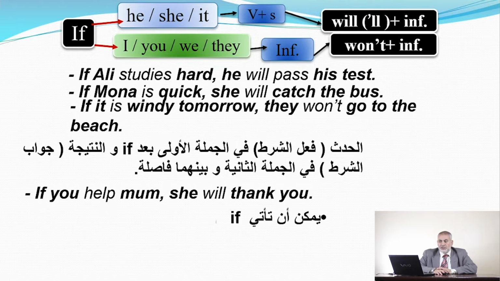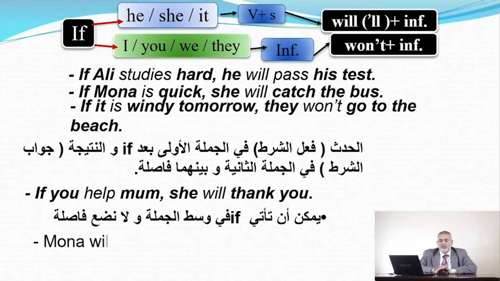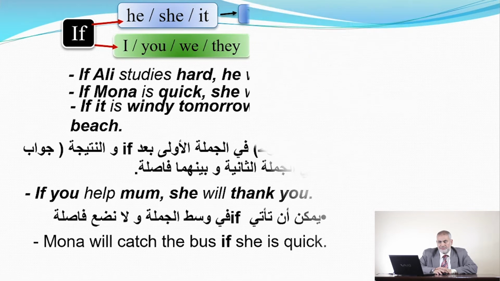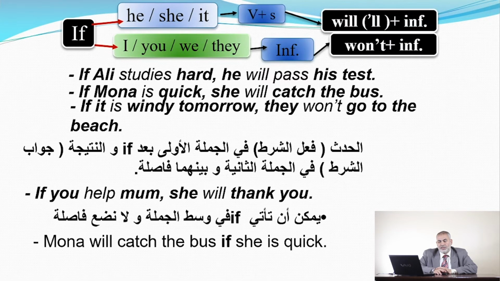Sometimes أحيانا يمكن أن تأتي if in the middle of the sentence في وسط الجملة, and in this case we don't need a comma, مش محتاجين نضع فاصلة. Like this, Mona will catch the bus if she is quick. Mona will catch the bus if she is quick.